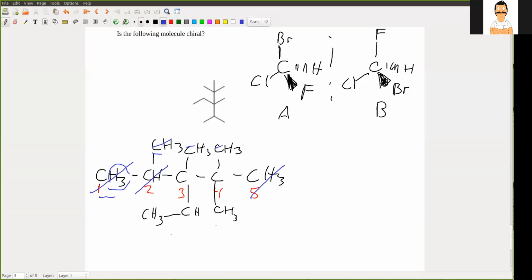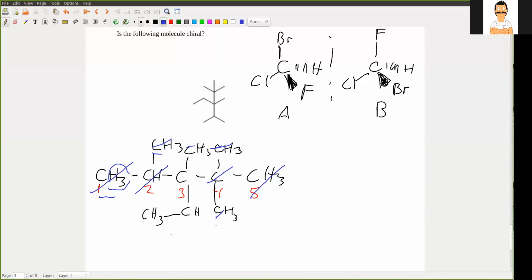Now let's jump to carbon 4. Carbon 4 has 3 methyl groups on it, from the methyl here, here, and then carbon 5, and then it has the rest of the molecule. So carbon 4 is not chiral.